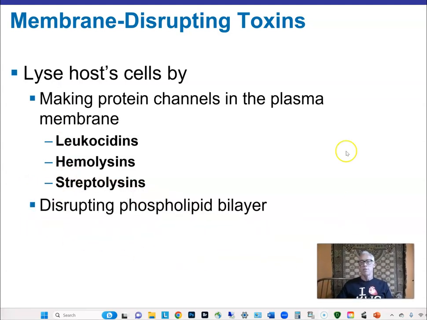A lot of toxins, we saw about 40% of toxins, cause interference with the cell membrane. Leukocidins, hemolysins, and streptolysins are all toxins that cause problems by damaging the cell membrane and killing cells that way. Again, leukocidins kill white blood cells. Hemolysins cause lysis of red blood cells in the circulation, disrupting the phospholipid bilayer, killing cells that way.